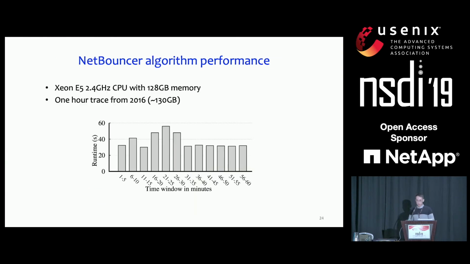Finally, let's see NetBouncer's algorithm's performance in real data. We choose 1-hour data from 2016, which is about 130 gigabytes in size. This figure depicts the time NetBouncer spent on detecting failures for every 5 minutes. We can see that in all cases, NetBouncer can finish within 60 seconds, or 1 minute. This is fast enough for us for now, and we believe there's a huge opportunity for optimization.